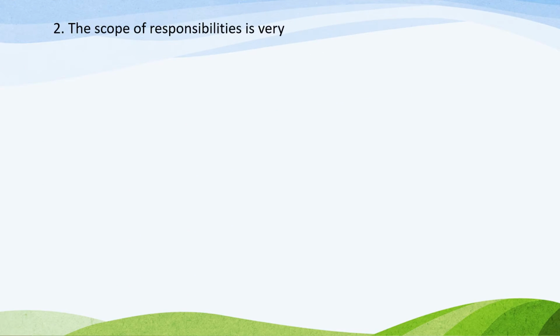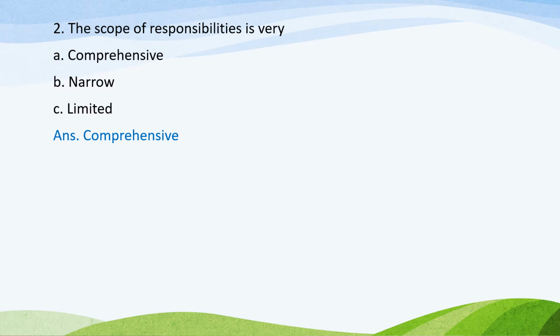Now students, the second part of the MCQ is, the scope of responsibilities is very dash. Now here we have three options. Number A, comprehensive. Number B, narrow. Number C, limited. So can you guess the answer? Yes students, very good. The answer is comprehensive. The scope of responsibilities is very comprehensive.